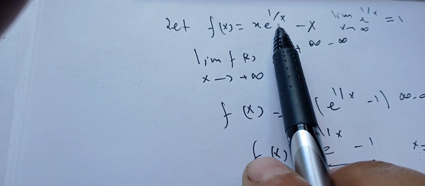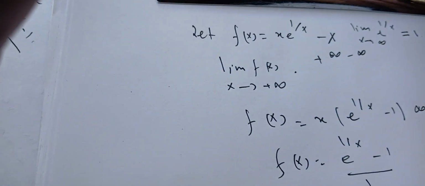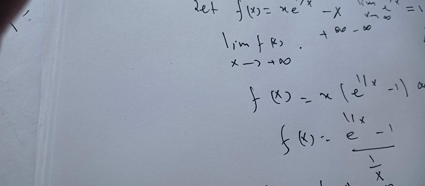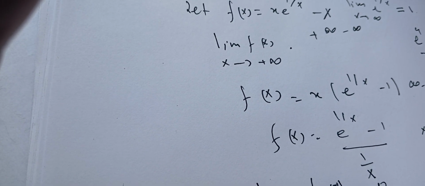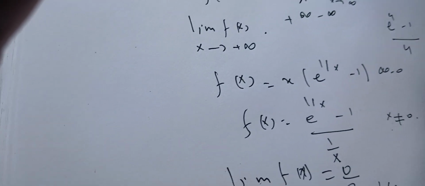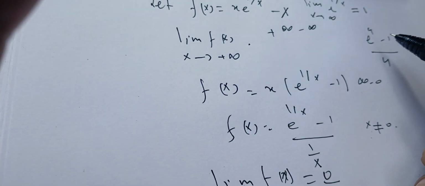Another way is that we can switch to 0 by letting u equal 1 over x. Working out this problem, we're going to have something like this: e to u minus 1 over u. And what do we know about this?